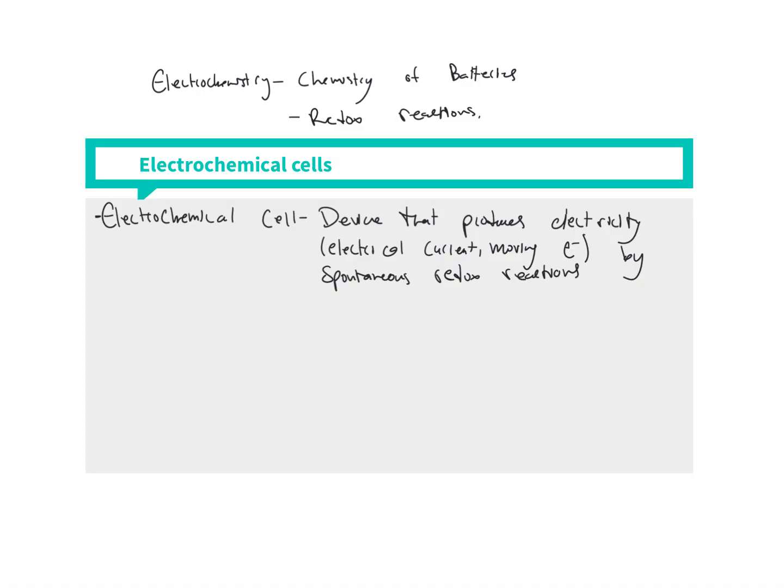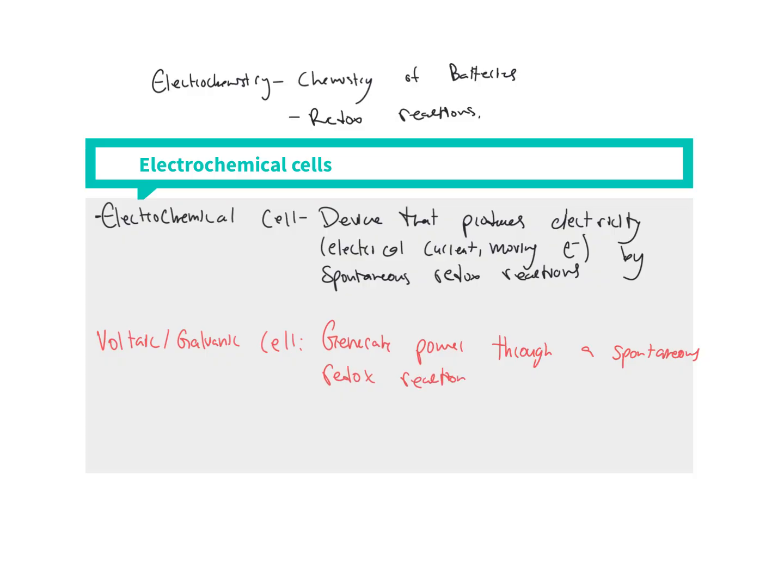Now, there are two kinds of electrochemical cells. The first is called a voltaic, also known as a galvanic cell. These generate power through a spontaneous redox reaction.